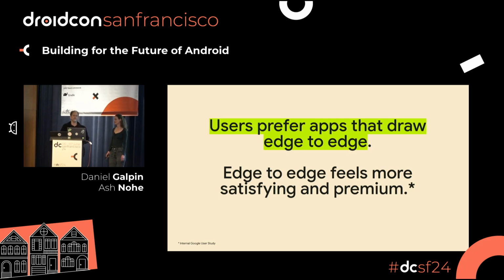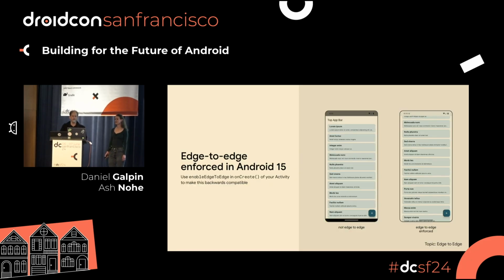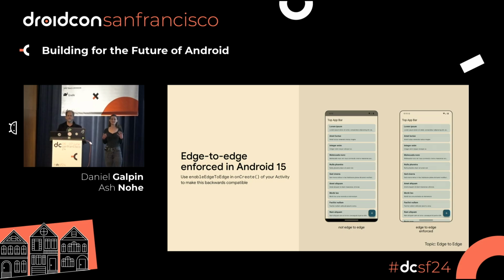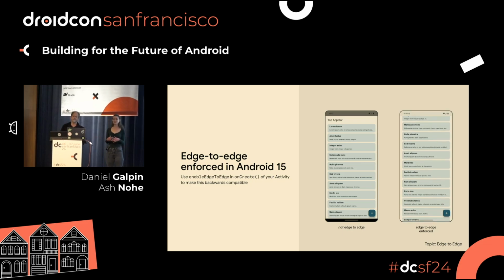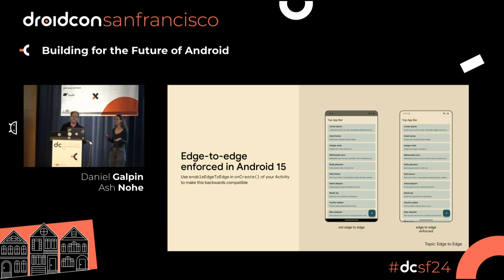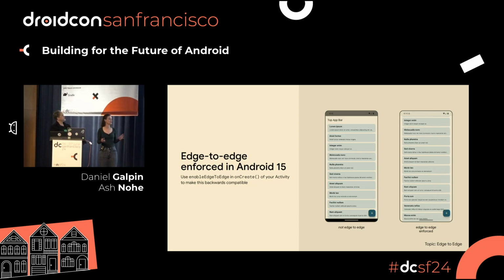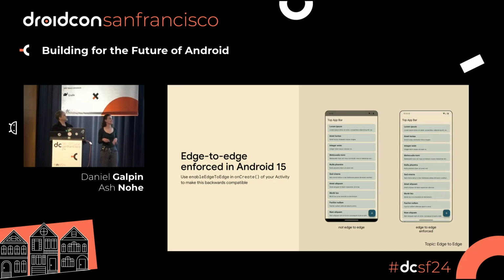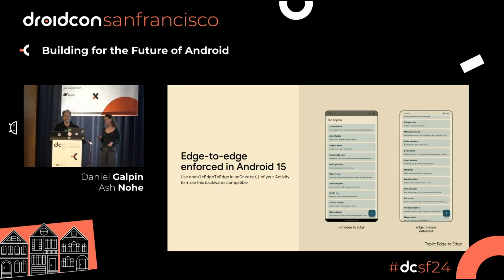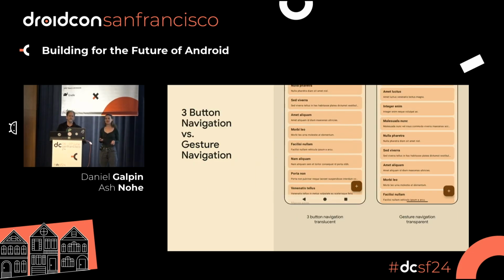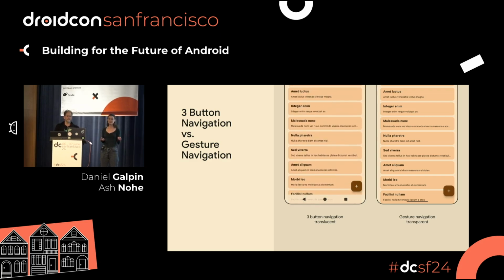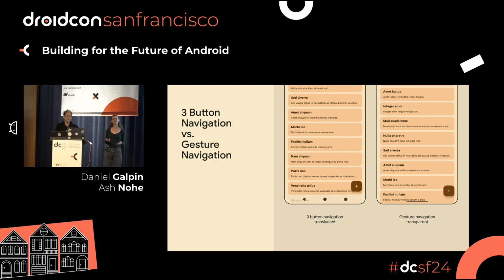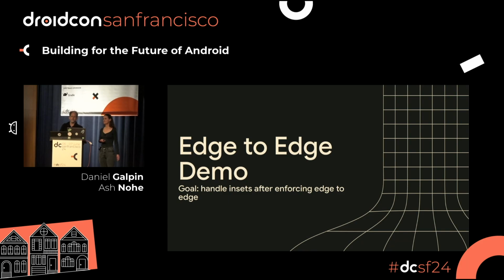Users prefer apps that draw edge to edge. So edge-to-edge is the future. In Android 15, we will be enforcing edge-to-edge, meaning that the system bars, which are the status bar at the top and the navigation bar at the bottom, will no longer be opaque. Instead, they will be transparent, unless you're in 3-button navigation, which will be translucent by default to ensure contrast for accessibility. So we're going to show a quick edge-to-edge demo.